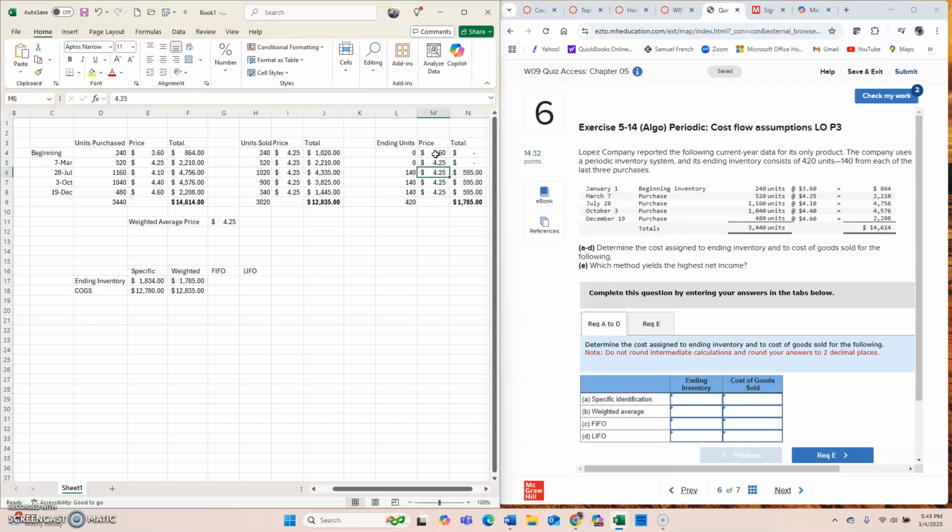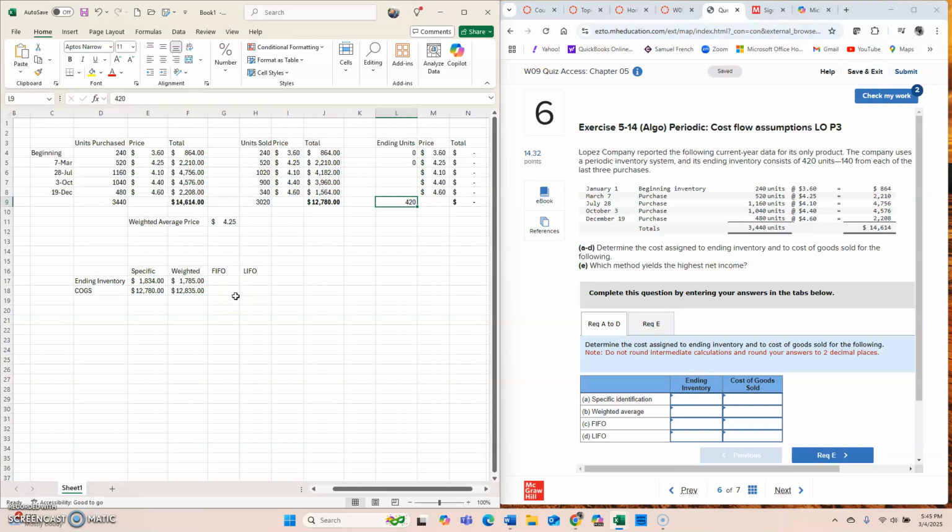So if we can just revert this back, 60, 410, 440, and 460. Hang in with me just a second while I do this, because now we're going to find our FIFO, the first in, first out. So we're not going to follow this 140 comes from the last 3 purchases. We're going to ignore that because we are going to be using the first in, first out.